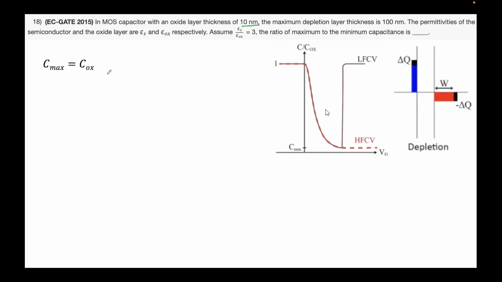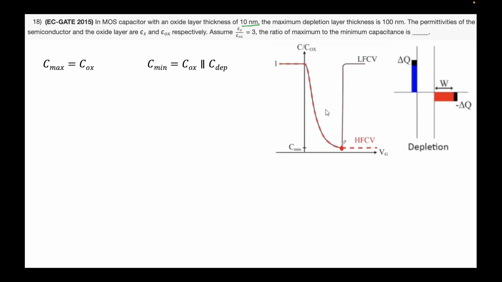Similarly, C minimum that we see over here will be achieved when the depletion width cannot extend anymore. This is the maximum that the depletion width can go. So your C dep cannot fall, and thus your C min, which is Cox parallel C dep, cannot drop any further and you reach a minimum point.